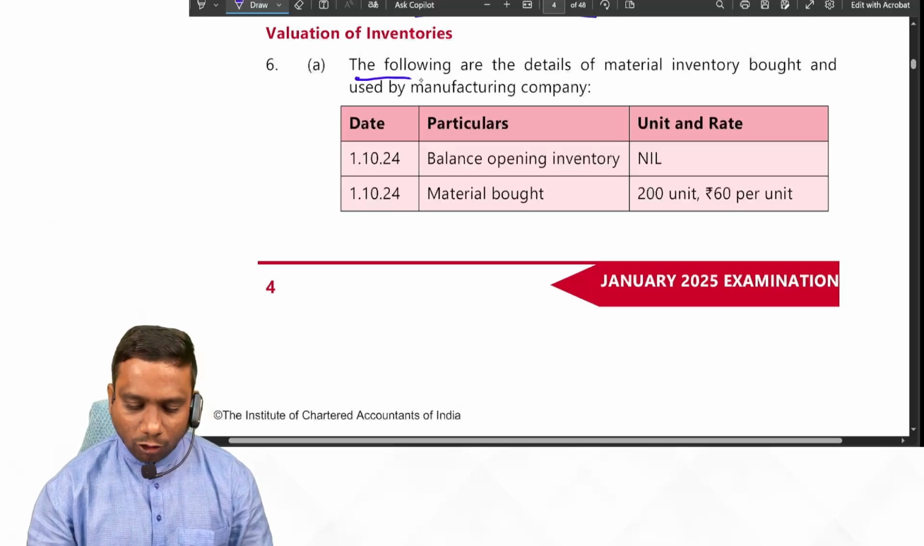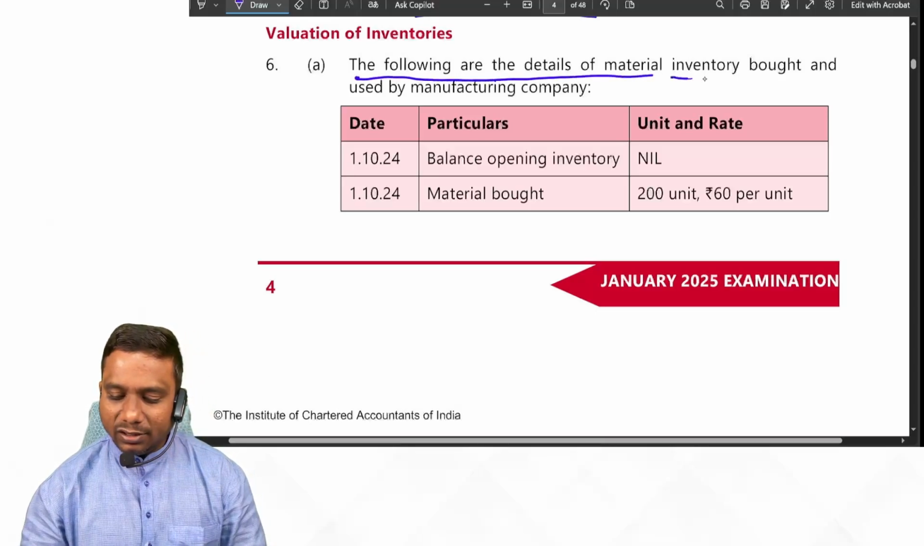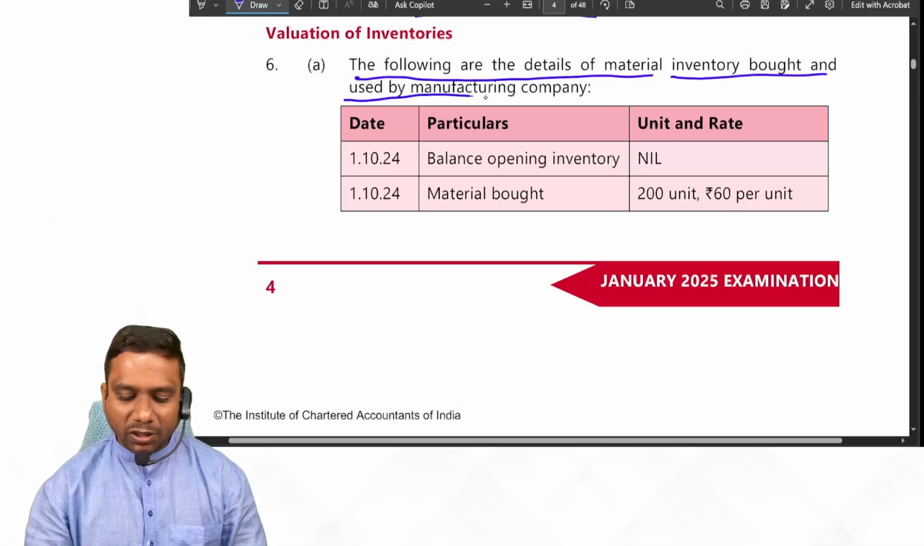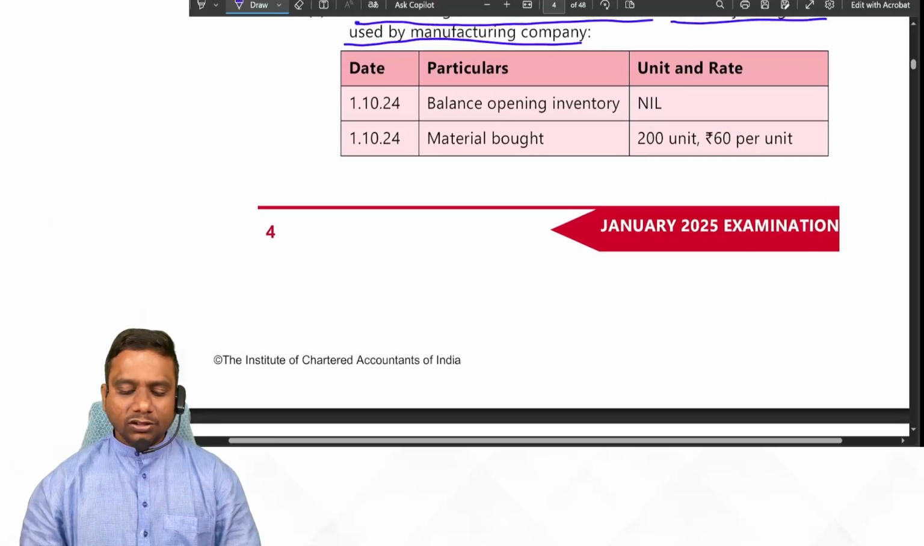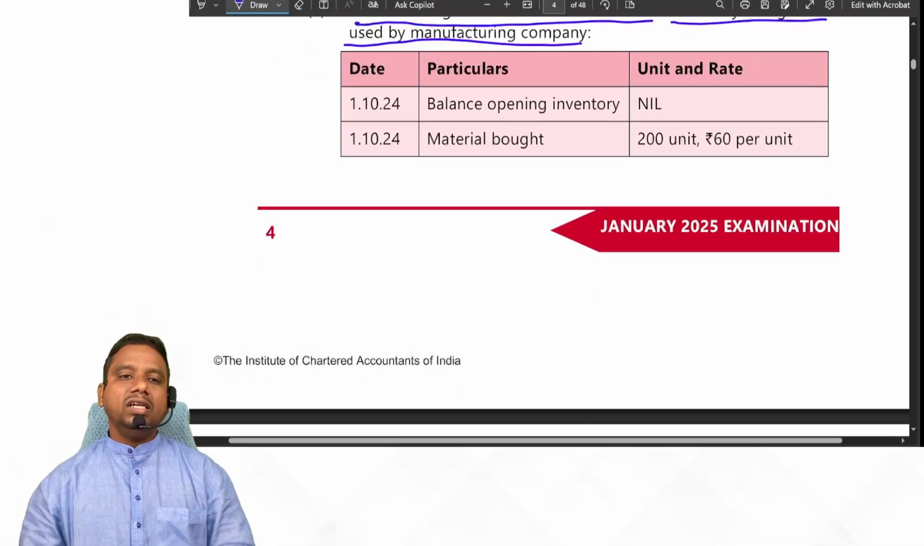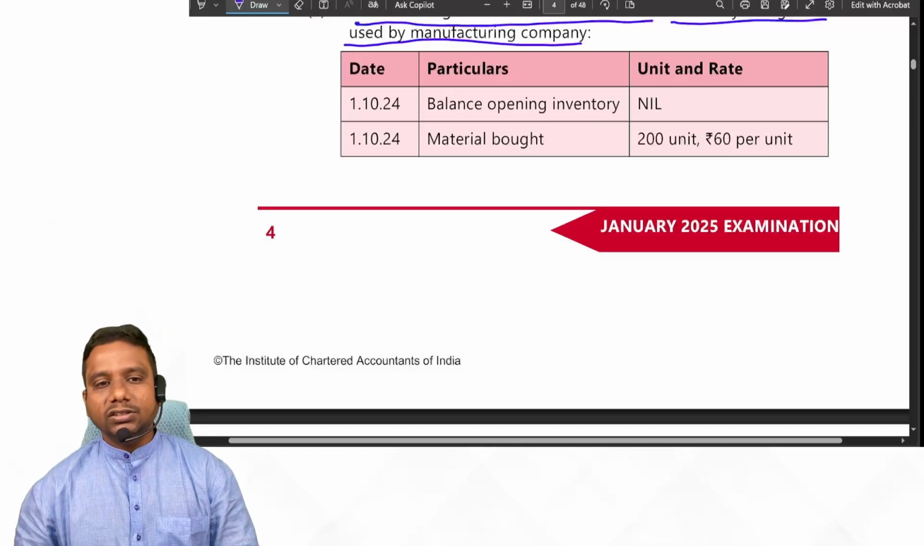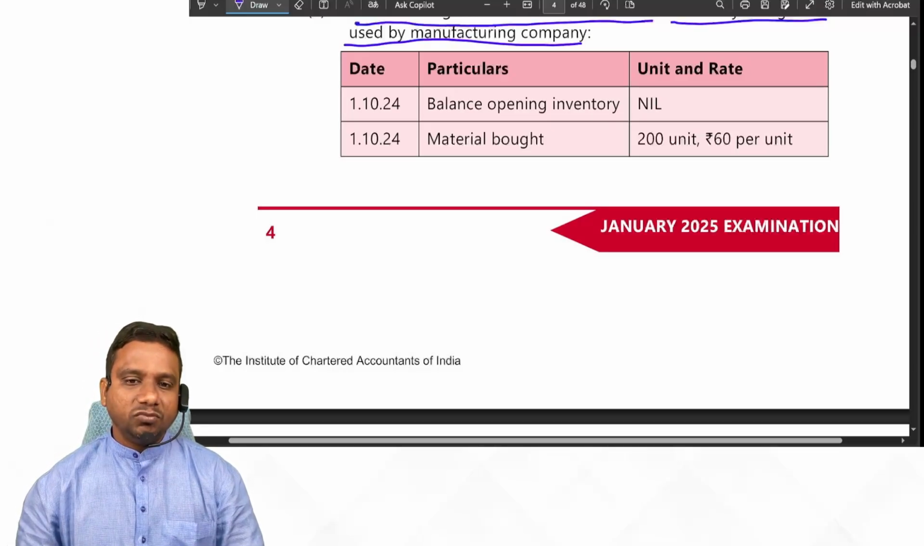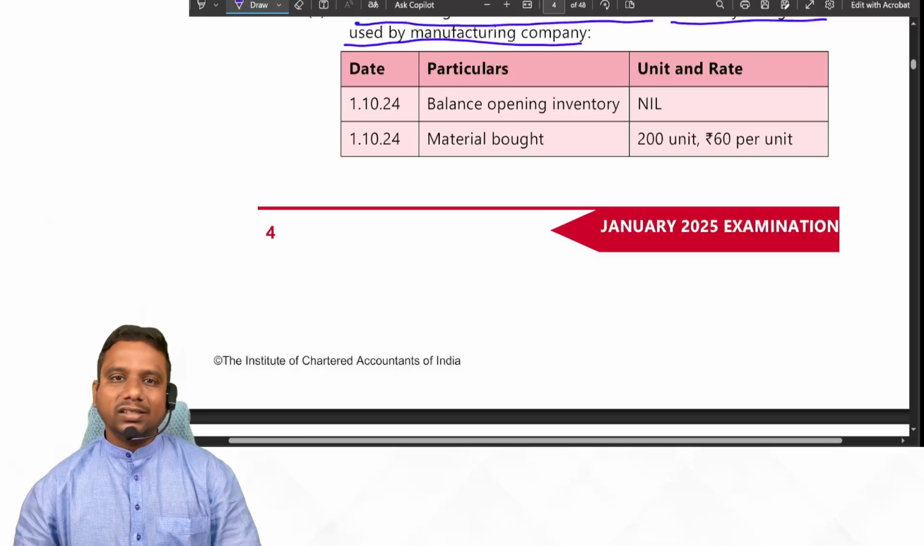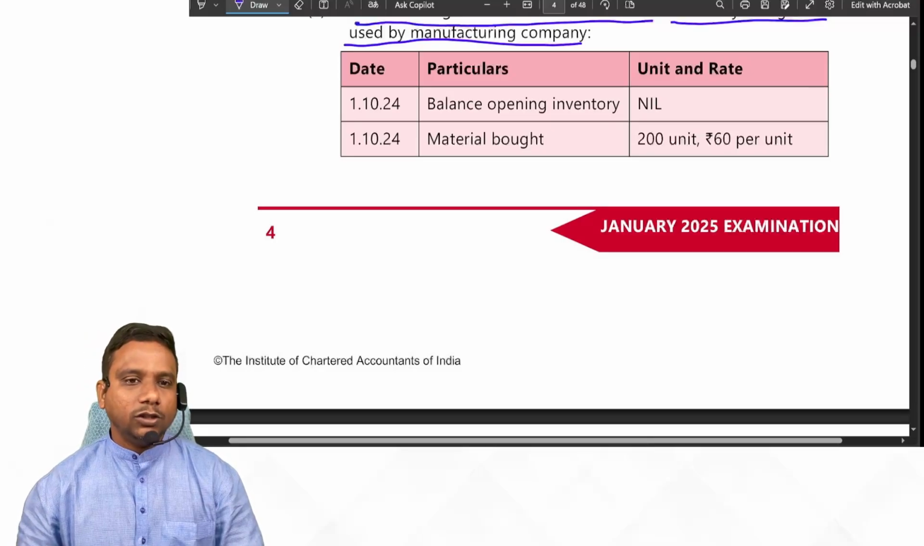6a. The following are the details of material inventory bought and used by a manufacturing company. Generally this technique we follow when we have a proper record system, and when inventory is ordinarily interchangeable. That too we need stock records. So look at the first one.